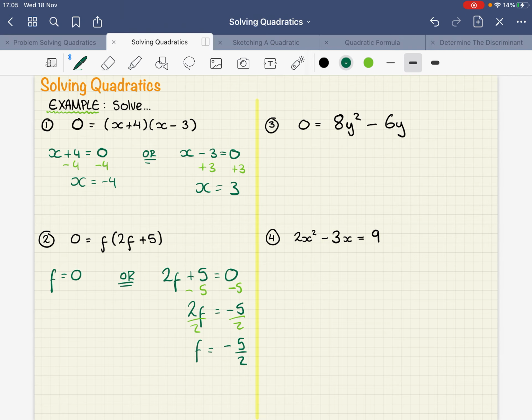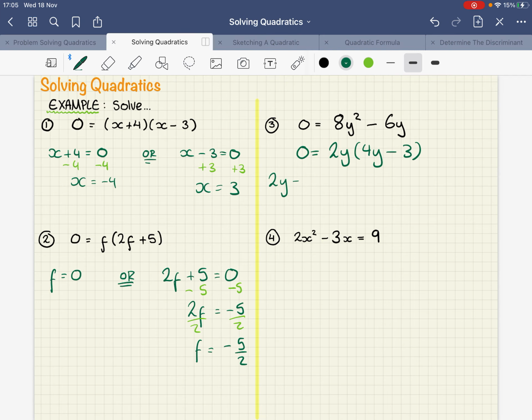Okay, so let's take a look at question 3. Now, in this case, I've got 0 equals 8y squared minus 6y. The problem with this is that I've not got it in brackets, and so I need to factorize it to put it into some brackets. So to start off with, looking at that, I can see I've got a common factor. So I'm only going to have the one bracket, and the common factor is 2y. And the one bracket's going to be 4y minus 3.